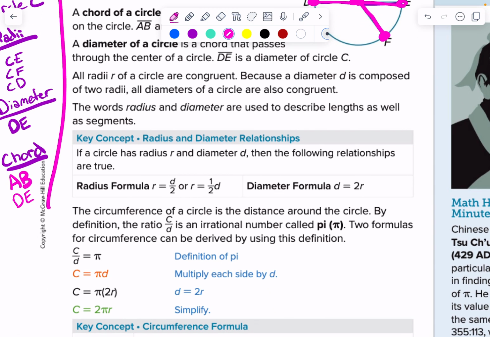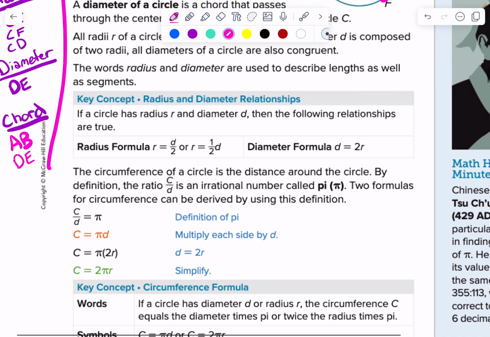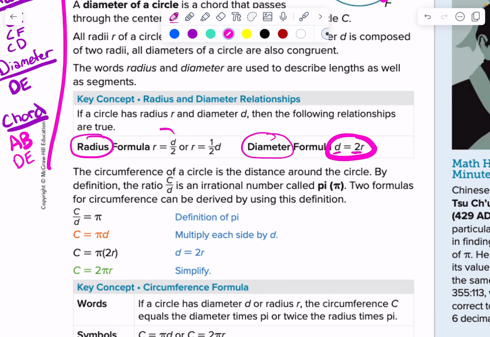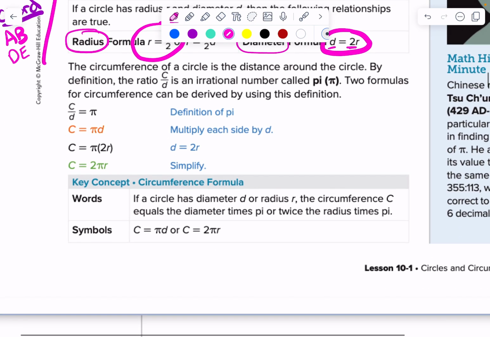One more thing before we move on to the first example, though, the difference between radius and diameter. Diameter is double what the radius is. So 2 times the radius is the diameter, or they say the radius is the diameter divided by 2. Hopefully you know that already. I would guess that would probably be something that you would know.